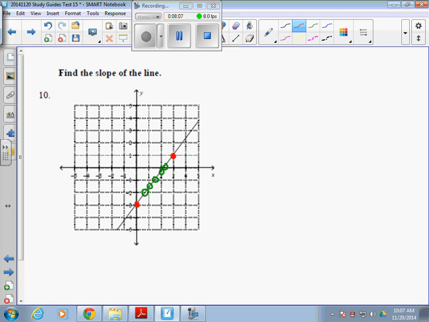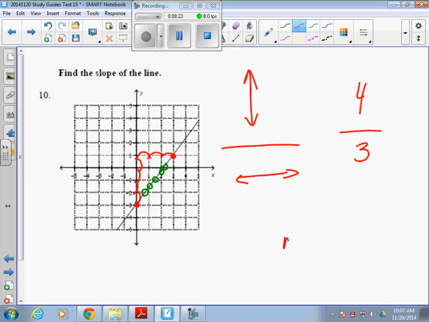So remember, your slope is how much you're either going to go up or down, how much it rises like an elevator. It goes up 1, it goes up 2, 3, up 4 is positive 4. Over how much it runs from left to right. This time we're going to the right. 1, 2, 3, to the right 3. Positive 4 over 3 is your slope for that equation.